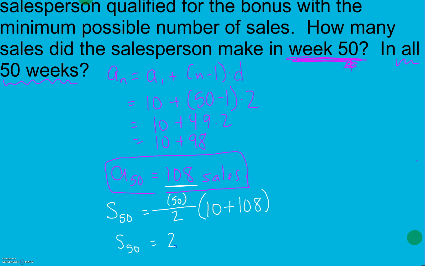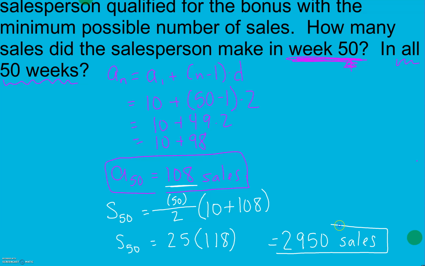50 divided by 2 is 25. Add those up and I get 118. 25 times 118 is going to be 2,950 sales. So in the 50th week, 108 sales, and all 50 weeks combined, 2,950 sales. That's all 50 weeks.